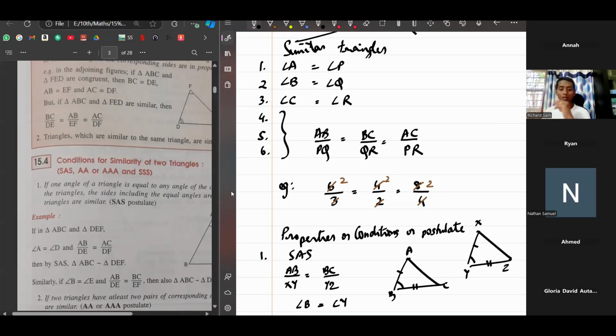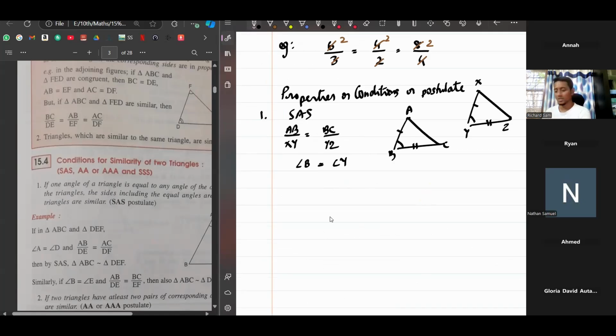Right, so we'll see the second postulate or condition. The second postulate is called AA. That means angle, angle. Why not angle, angle, angle? Because if two angles are equal, automatically the third angle will be equal. In a triangle, when you add the three angles, you will get 180. So if two angles are equal, then the third angle has to be equal. Then only when you add everything, you will get 180.